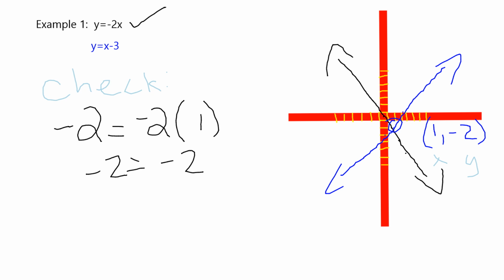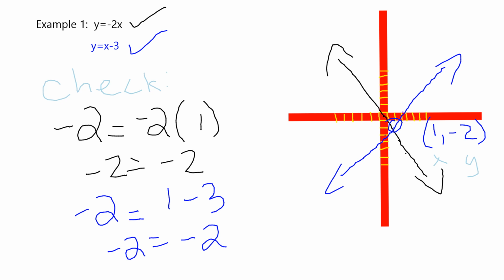Now let's check the second one. I have y, which is negative 2, equals 1 minus 3. 1 minus 3 is negative 2. So I get negative 2 equals negative 2. So that one checks out. So that is the solution to this system.